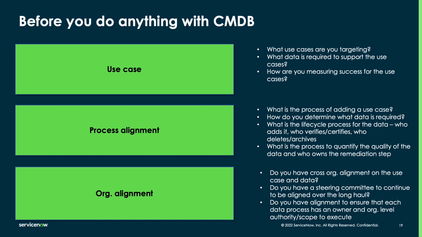Second is process alignment. Like I mentioned before, getting the data into the CMDB is really the first part. You really need to have a process for maintaining that data over time, and an understanding of who owns it and who the stakeholders are who are deeply involved. This doesn't mean you need 50 people meeting every day looking at every CI, but there are some basic things you need to do, and let some of the workflow and automation we have solve those problems for you.